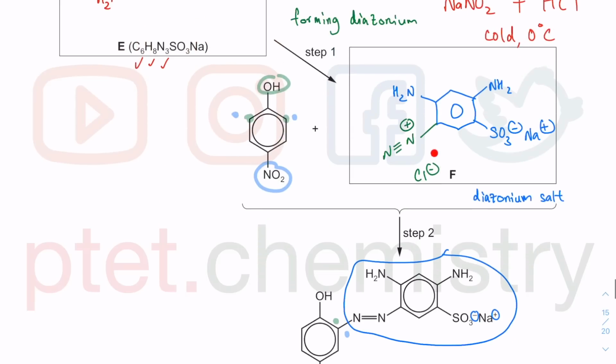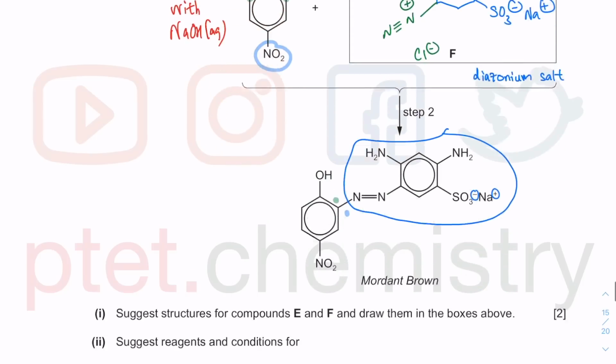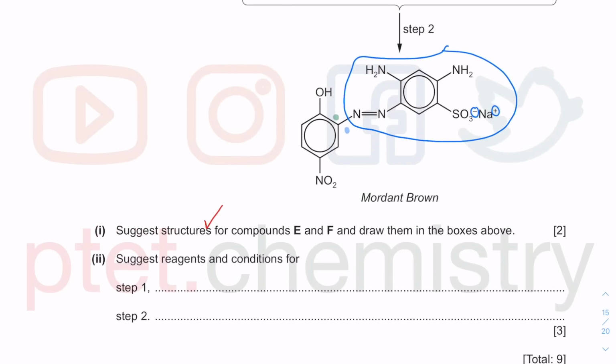And before they react together, usually we deprotonate, because we're going to make it a much better nucleophile. So you deprotonate with NaOH aqueous, and you will have O minus, and that will greatly increase the electron density in here and make it richer in electrons to undergo the electrophilic substitution at this particular position, making this reaction even more reactive. Suggest the structures, that one is done.